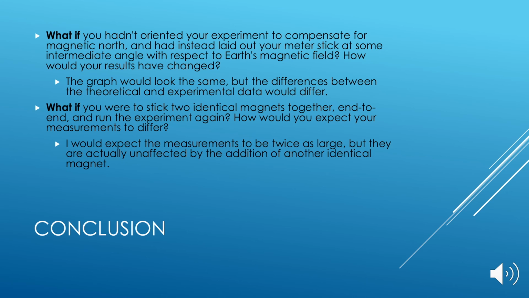To conclude Lab 3, there are two questions I have to answer. If I hadn't oriented my experiment to compensate for magnetic north and instead laid out my meter stick at some intermediate angle with respect to Earth's magnetic field, then my graph would look the same, but the differences between the theoretical and experimental data would differ. The second question is, if I were to stick two identical magnets together end to end and run the experiment again, I would expect the measurements to be twice as large, but actually they would be unaffected by the addition of another identical magnet. That concludes my Lab 3.